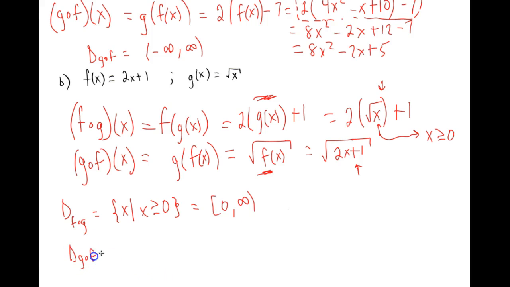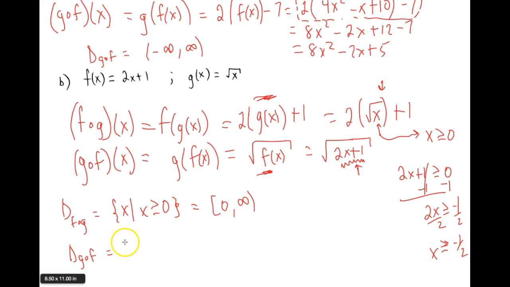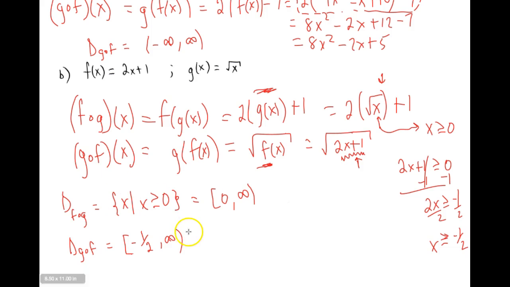For the domain of g of f of x, we see that we have 2x plus 1 under a square root sign. So therefore we know 2x plus 1 has to be greater than or equal to 0. And solving that, we see that x has to be greater than or equal to negative 1/2. Okay, so here that would look like this in interval notation.